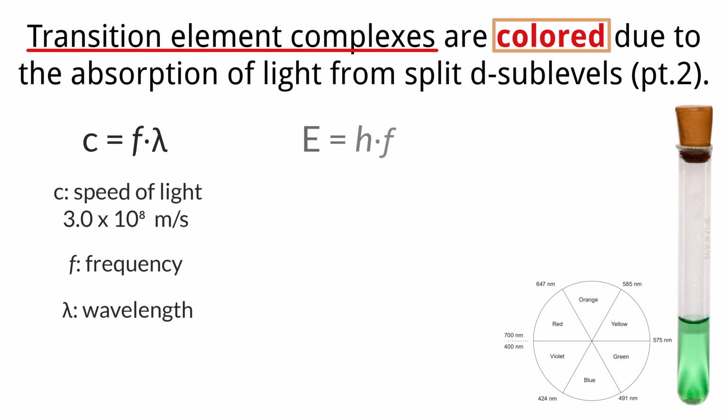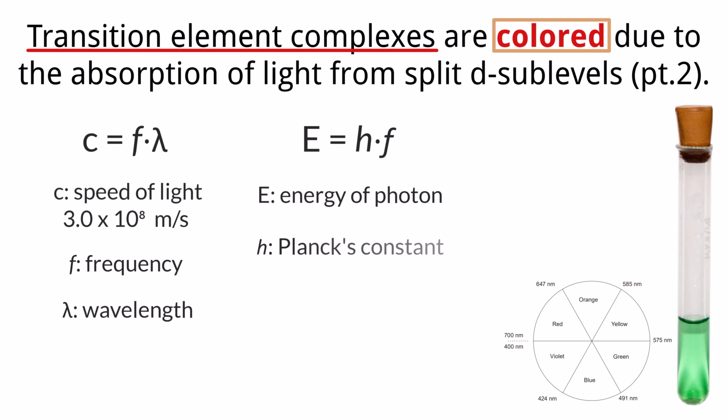Next is E equals H times F. This equation is called the Planck relation or the Planck-Einstein relation and is used to understand and analyze the energy associated with electromagnetic radiation. E represents the energy of a photon, a particle of light. H is Planck's constant, a fundamental constant of nature, and F is the frequency of the electromagnetic radiation.